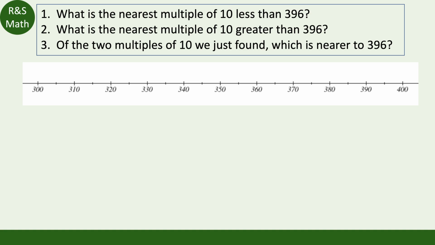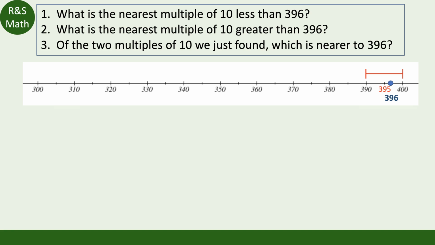Looking at this number line, where would we put the number 396? We would put it between 390 and 400, but to the right of the tick mark in the middle, which represents 395. 390 ends in a 0, so 390 is a multiple of 10. 400 ends in two zeros, so it is a multiple of 100. But 400 also ends in one zero, so 400 is also a multiple of 10.